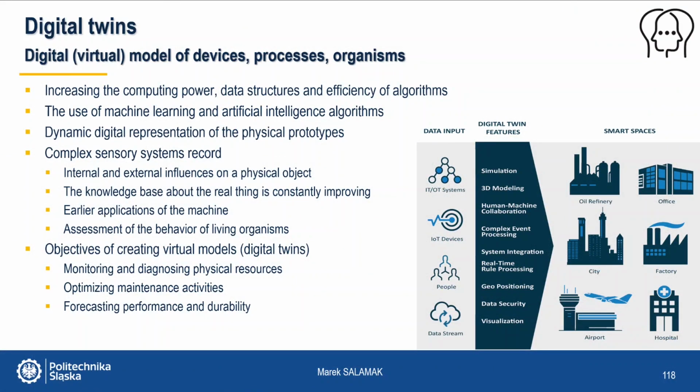Modern possibilities in terms of computing power, data structures, and algorithm efficiency have allowed for the creation of a new concept of a digital twin, by some also referred to as a digital shadow. It is a digital or virtual model of devices, processes, and even people. Machine learning and artificial intelligence algorithms are used to build digital twins, which allows for a dynamic digital representation of their physical prototypes.